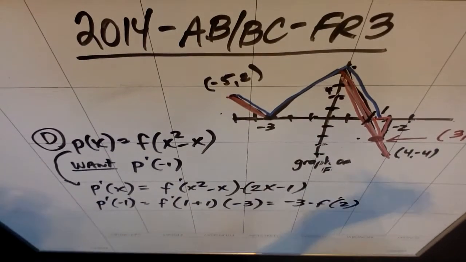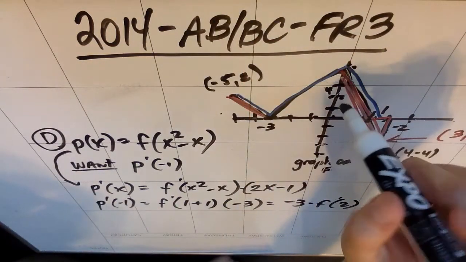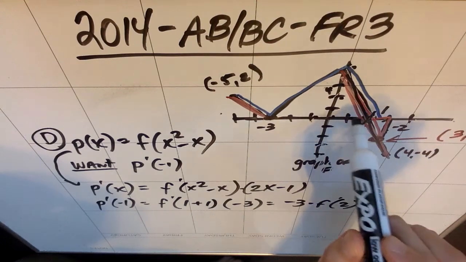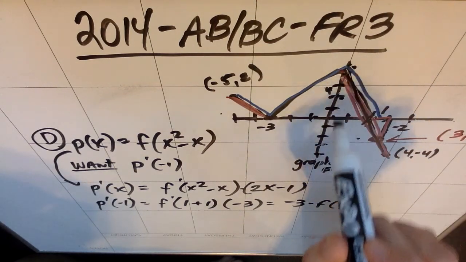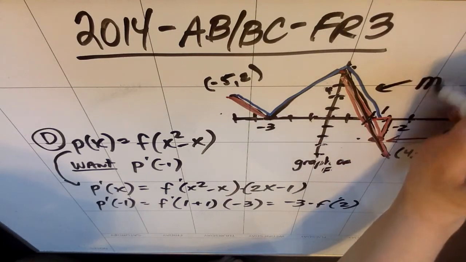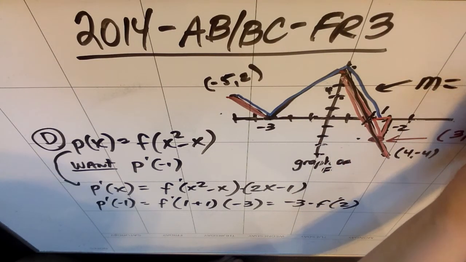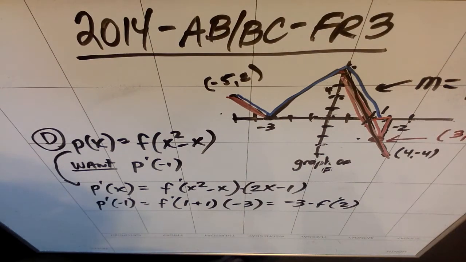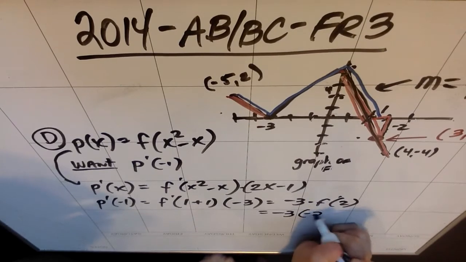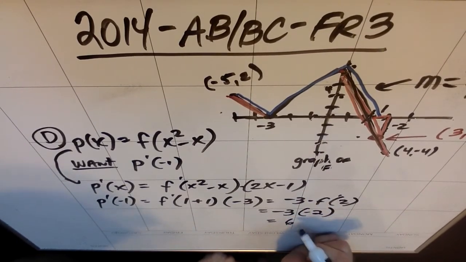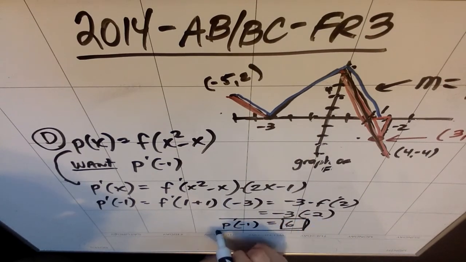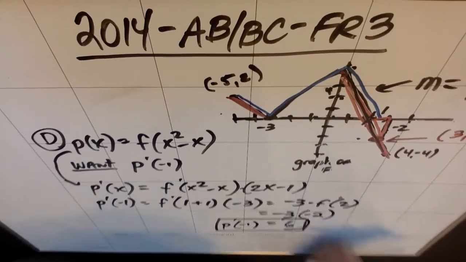Well, f prime of 2 is going to be the slope of this curve, right? So this is f. At 2, you'll see you go down 4, right 2. This is a line, right? So this is a line that right here has a slope of -4 over 2, right? Which is -2. So this should be a -3 times a -2, which means I get a 6. So P prime of -1 is a 6. And that's my answer. The end.